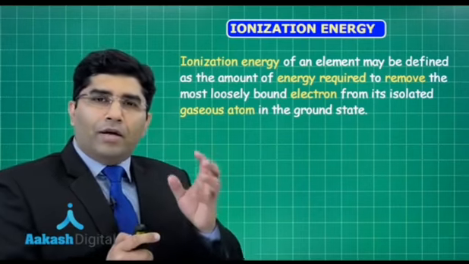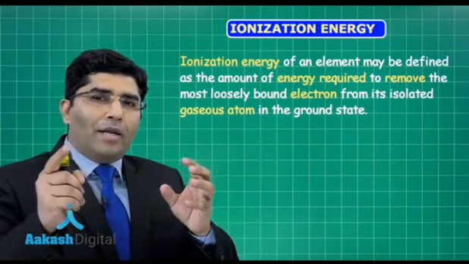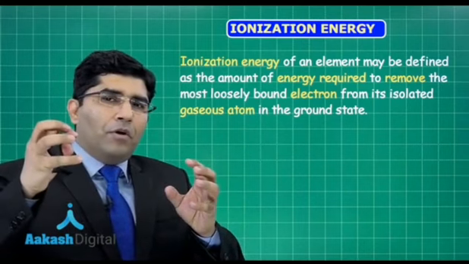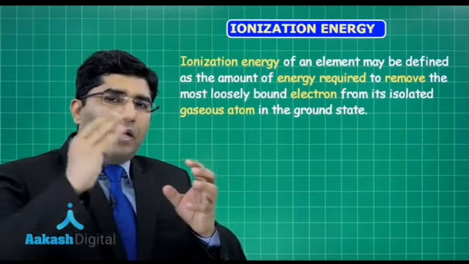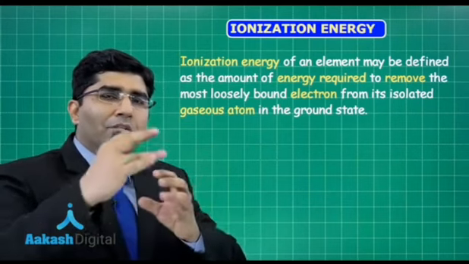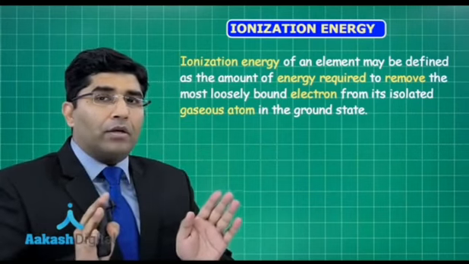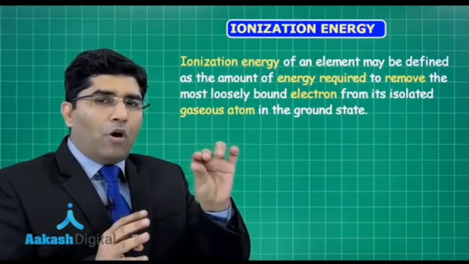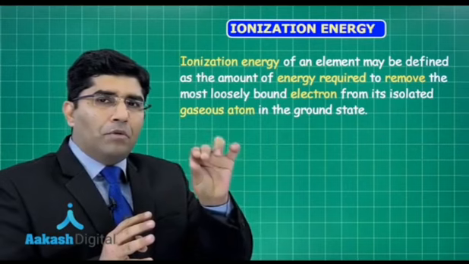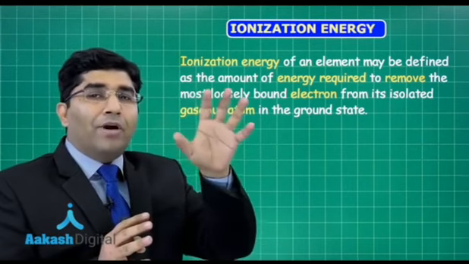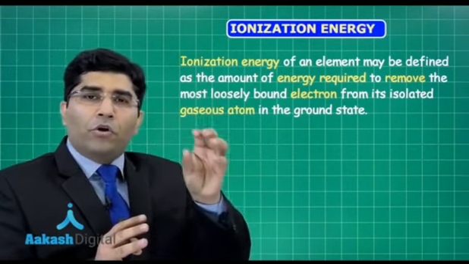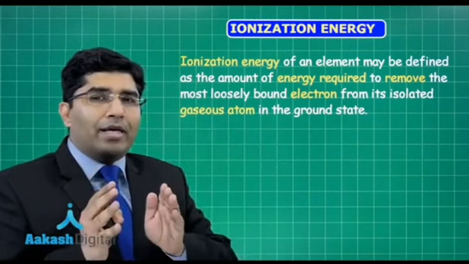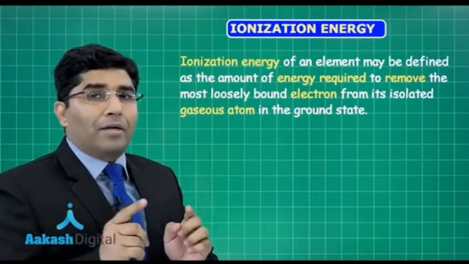If the atom is bonded to another atom, definitely the nucleus of the other atom will influence the electron of the valence shell. And we don't want that. We only want the nucleus of that atom to attract the valence shell electron, not the nucleus of another atom. That's why we always take an isolated gaseous atom, right?